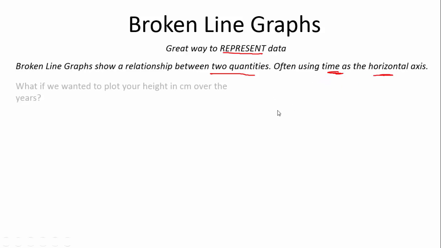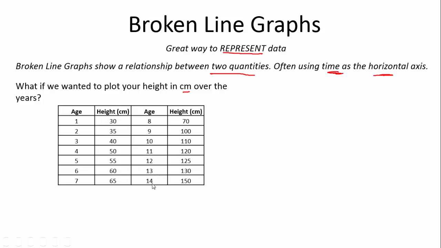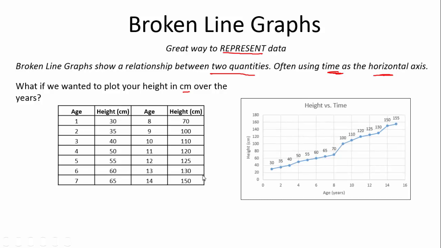So what if we wanted to measure your height in centimeters over the years, right? So let's say you're 14 years old now, and this has been your height at age 1, at age 2, at age 3, at age 4, at age 5, age 6. You start to have a bit of a growth spurt around here, 8 to 9, 10, 11, and you got to 150 centimeters high. And this is what that graph would look like.